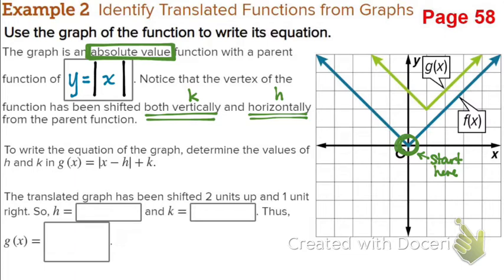Tell me which way to move to get to the vertex for my transformation to get up here. Up 2 and over to the right 1, yes. So we went right 1 and up 2. So what is my h value? H is 1. And my k value? 2.